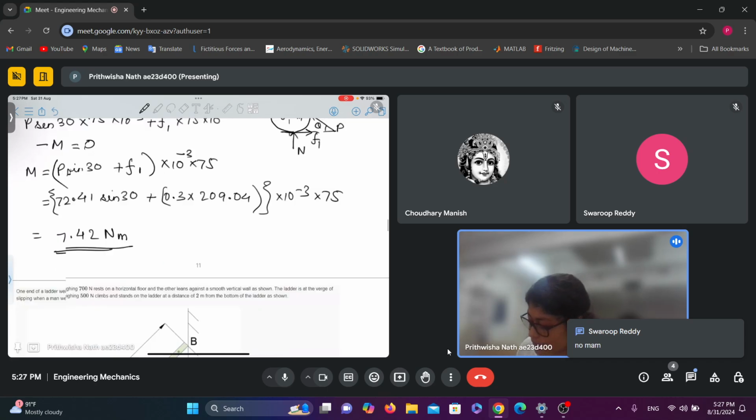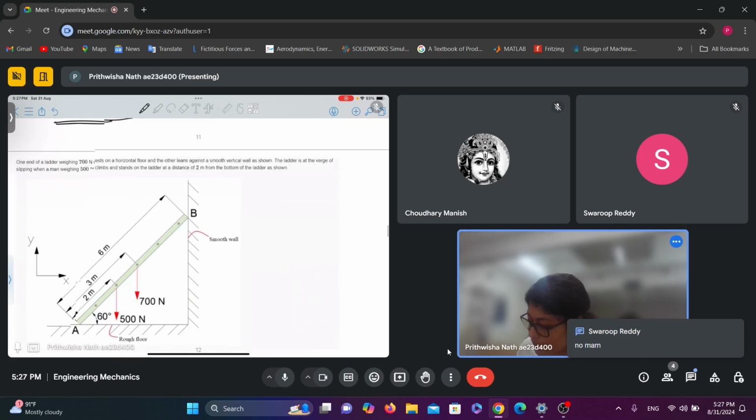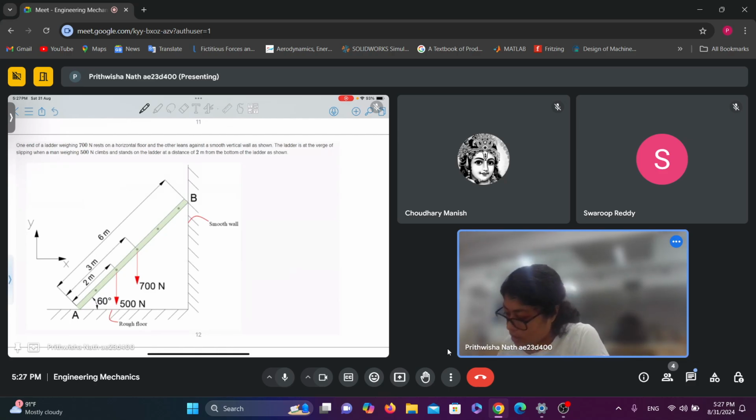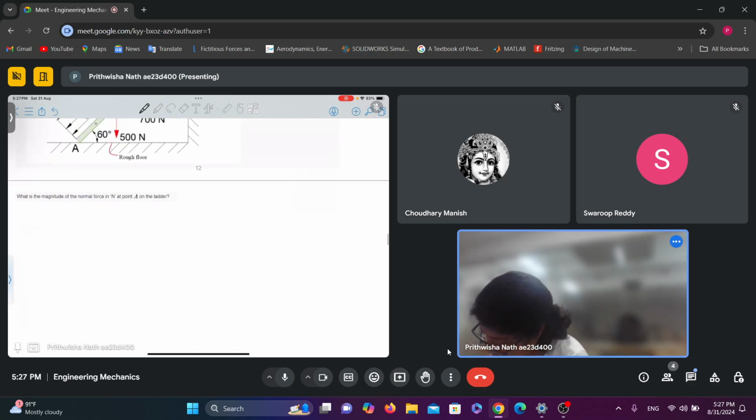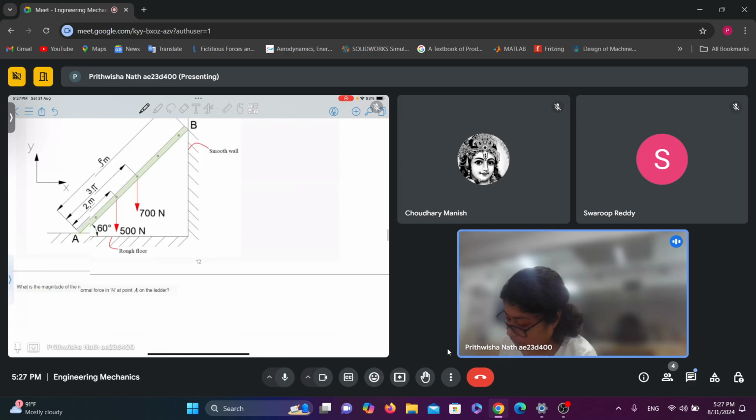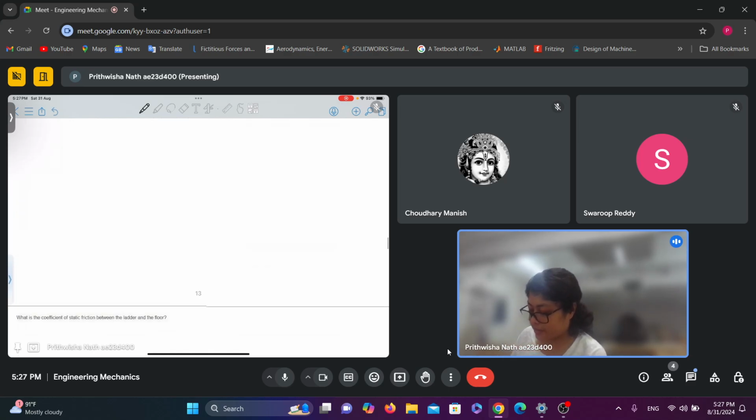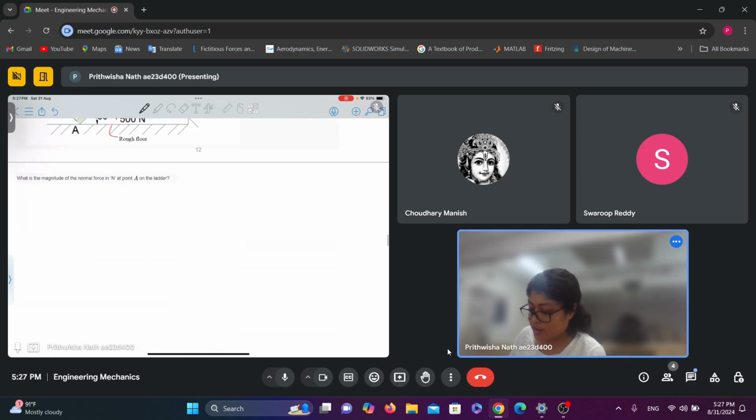Okay. So the next problem. Just try solving this problem. You just need to draw the free body diagram and then you need to find the magnitude of normal force at A and the coefficient of static friction between the ladder and the floor.